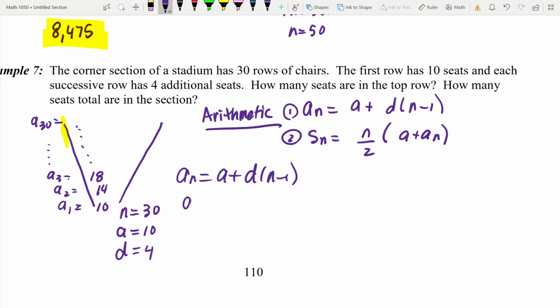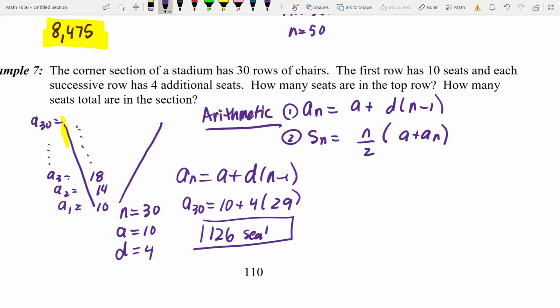Now it's going to be easy. A sub 30 is A, which is 10, plus the common difference, 4, times n minus 1, that's 30 minus 1, which is 29. So it's 10 plus 4 times 29, and I get 126. This is a word problem, and every word problem has a label. Every answer has a label. What's my label? Seats. Good. Everybody freeze. We're not done.